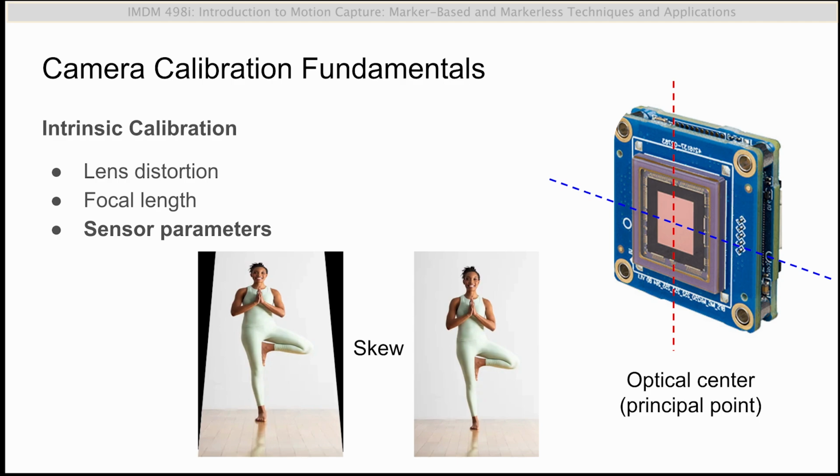And the final one is the optical center, also called the principal point, which is the center of the image sensor. Now, it is very difficult to place the image sensor perfectly in the center of the image and center of the lens, so we need to compute what that slight shift is, in the X and Y direction, and that is your optical center.